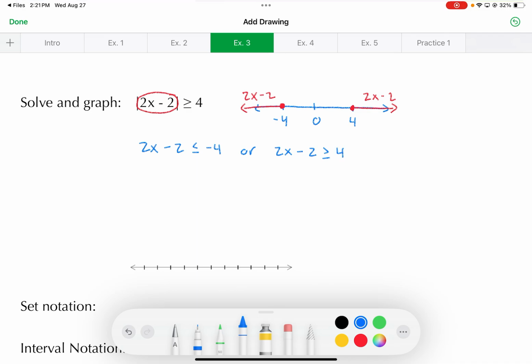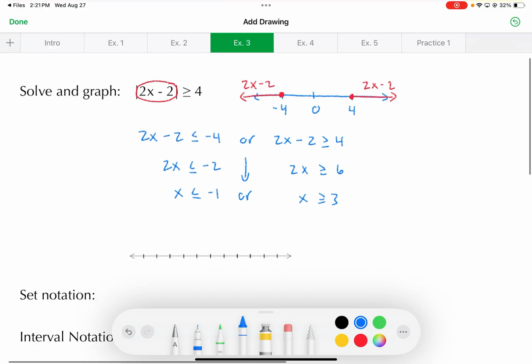Okay, now solve each one of those individually. 2x is less than or equal to negative 2, so x is less than or equal to negative 1. Carry that or down. 2x is greater than or equal to 6, and x is greater than or equal to 3.